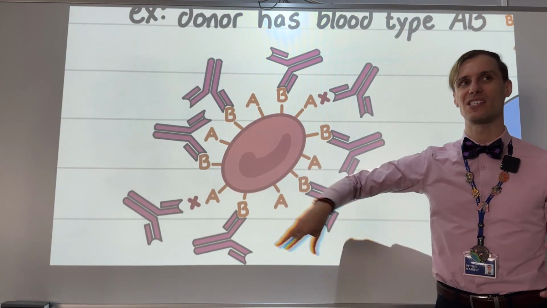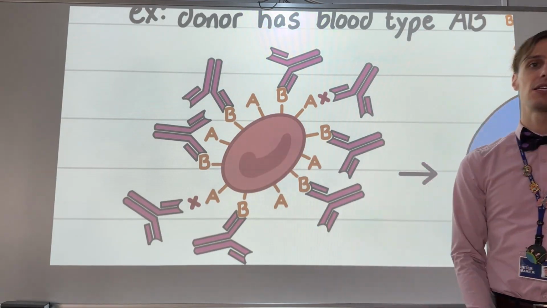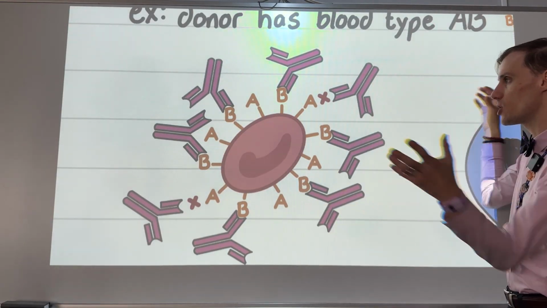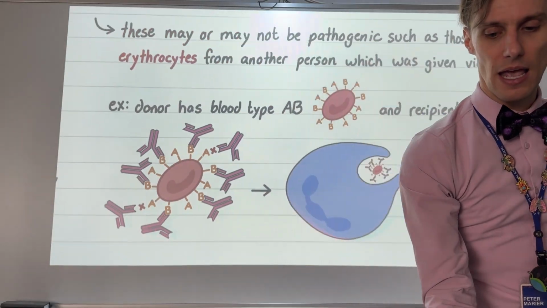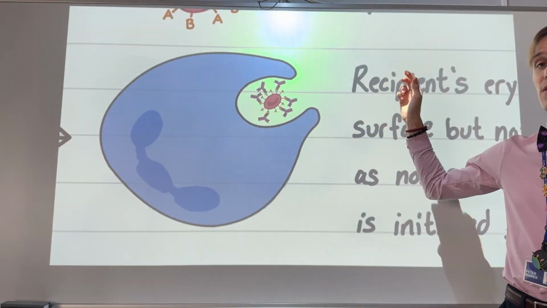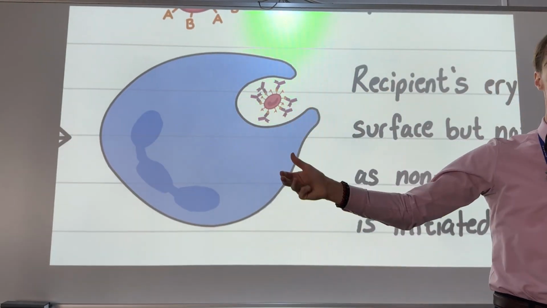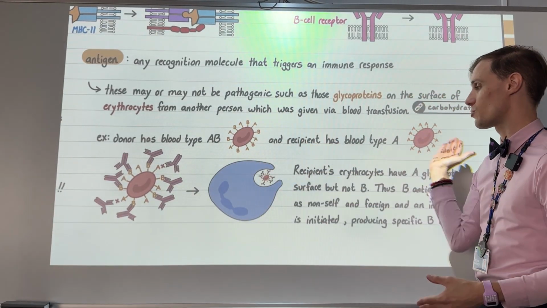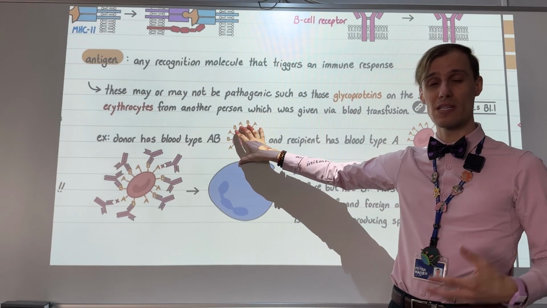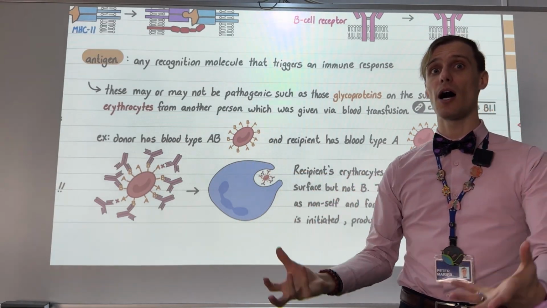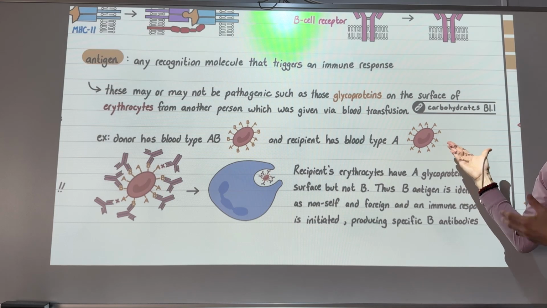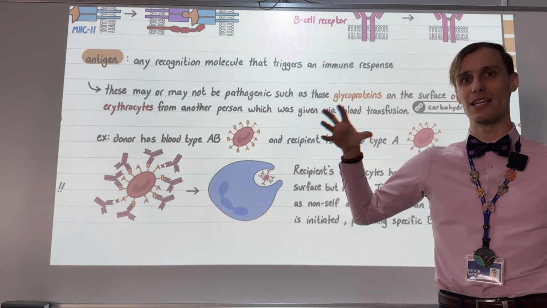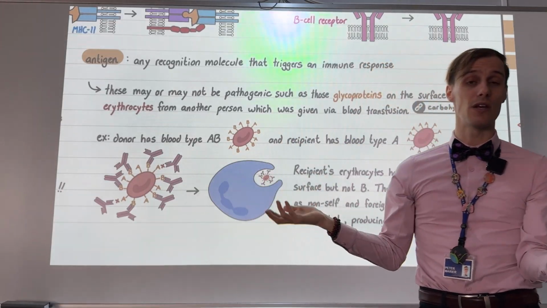So even though the cell is not pathogenic, it is considered foreign, and this antigen is going to trigger an immune response. So a bunch of these antibodies are going to aggregate, and the phagocytes of the recipient are then going to destroy those cells. So even though the individual with type AB was trying to do a good thing and donate blood to this recipient, it would fail because this blood cell would be considered a foreign cell to the recipient's immune system.